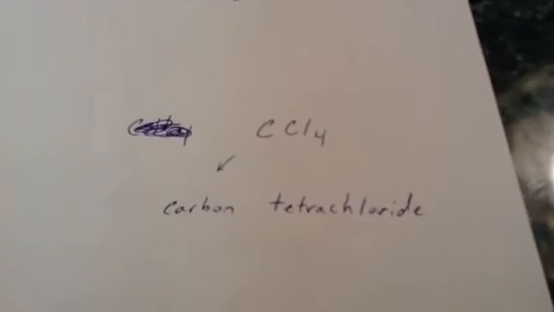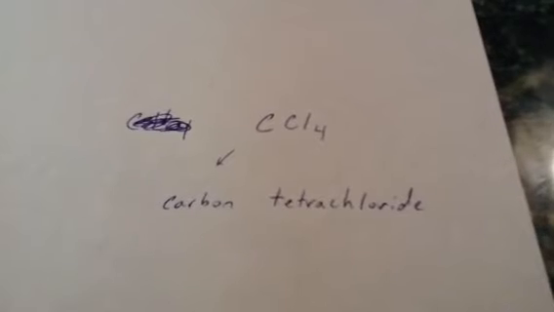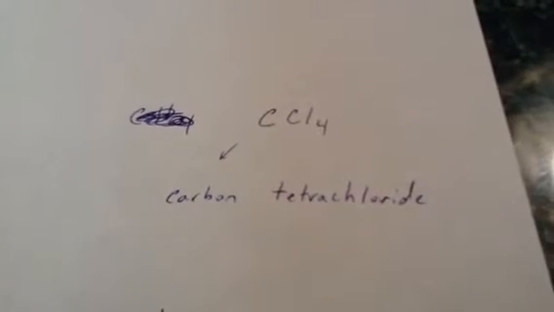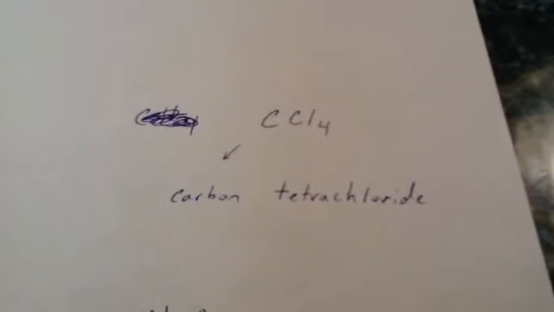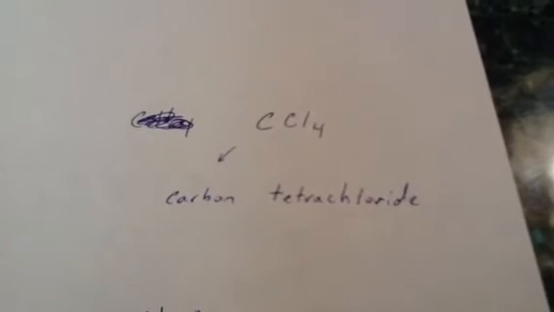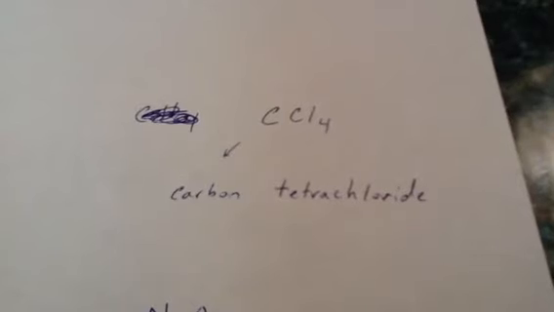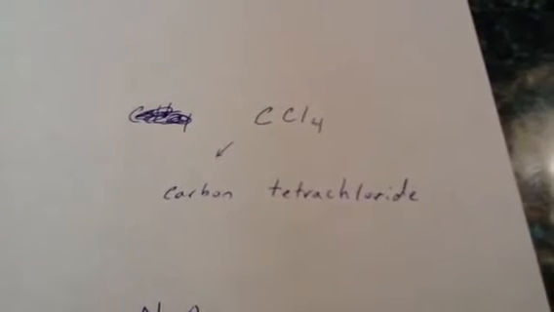Next compound is naming one that's got prefixes, and that will occur between nonmetals like carbon and chlorine typically. Those are covalent compounds. The one we give here is CCl4, carbon tetrachloride.